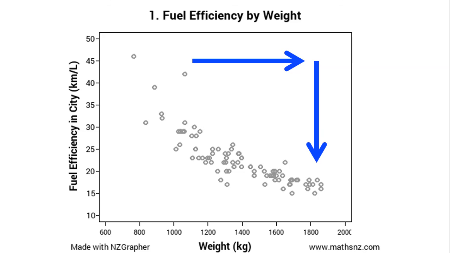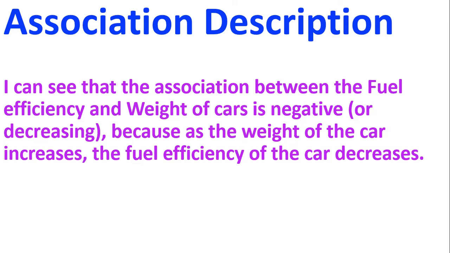So then we need to look at this fuel efficiency that we've got. And what we have here is as the weight is increasing, so as we go from values of 800 kilograms up to values of about 1,800 kilograms, so as the weight increases, the fuel efficiency is decreasing. So it was that the fuel efficiency was at about 45 with a car that weighed about 800 kilograms. But as we got up to cars that weigh about 1,800 kilograms, our fuel efficiency is down to about 15 kilometers per litre. So that's what we need to write up in our interpretation.